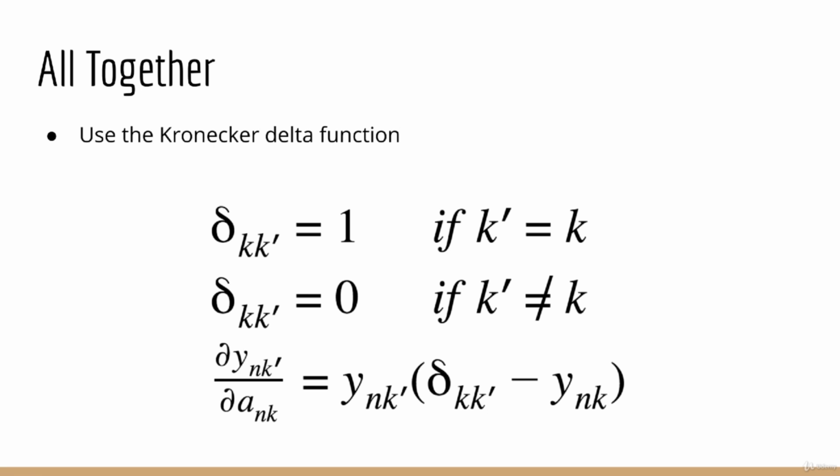The tool we need for this is called the Kronecker delta. It's a function that simply returns 1 if k prime is equal to k and 0 otherwise. If you can't see right away how this allows us to combine these derivatives together, just try a few examples on paper so you can see how it works.